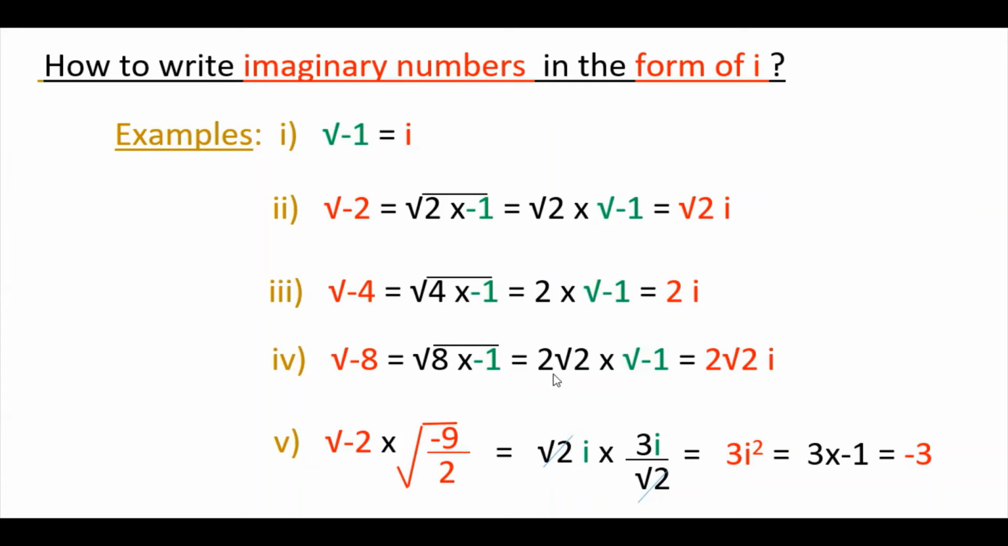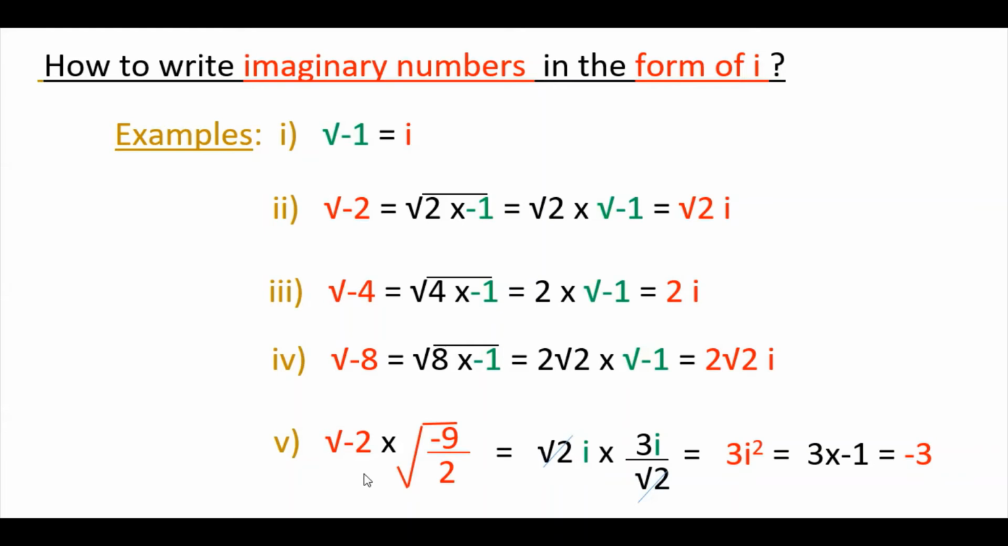And the next one is square root of minus 8. That is square root of 8 into square root of minus 1. Square root of 8 is 2 square root of 2, into root minus 1, that is i. So this is the answer, 2 root 2 i.